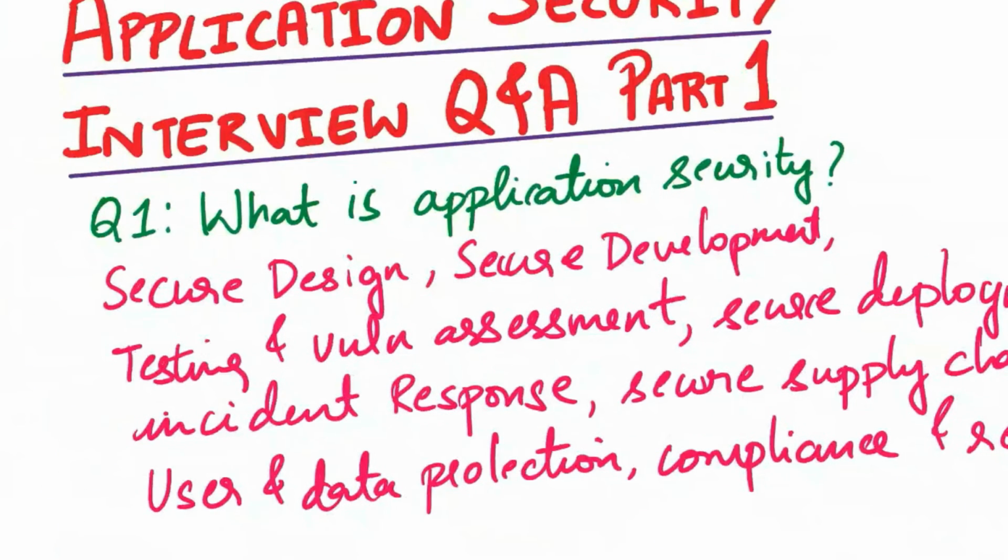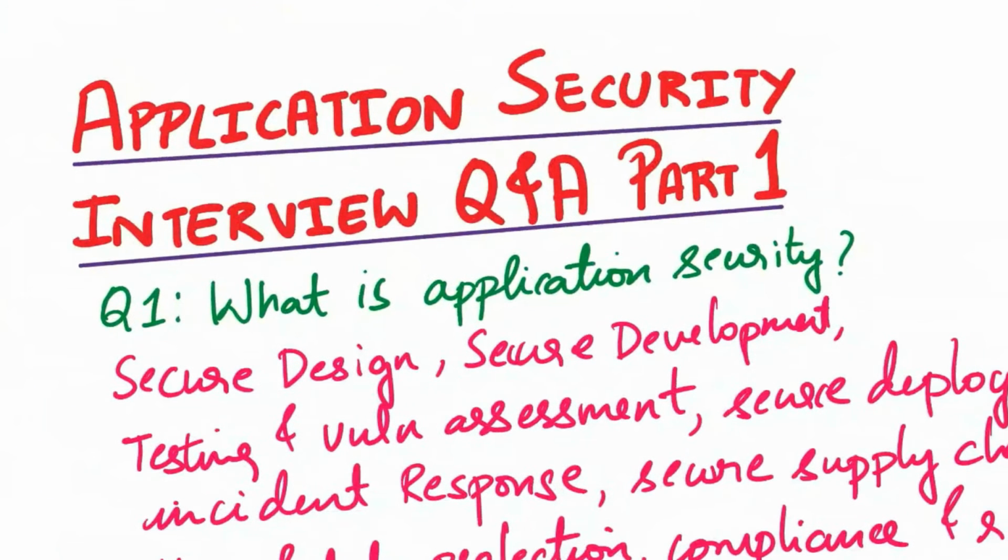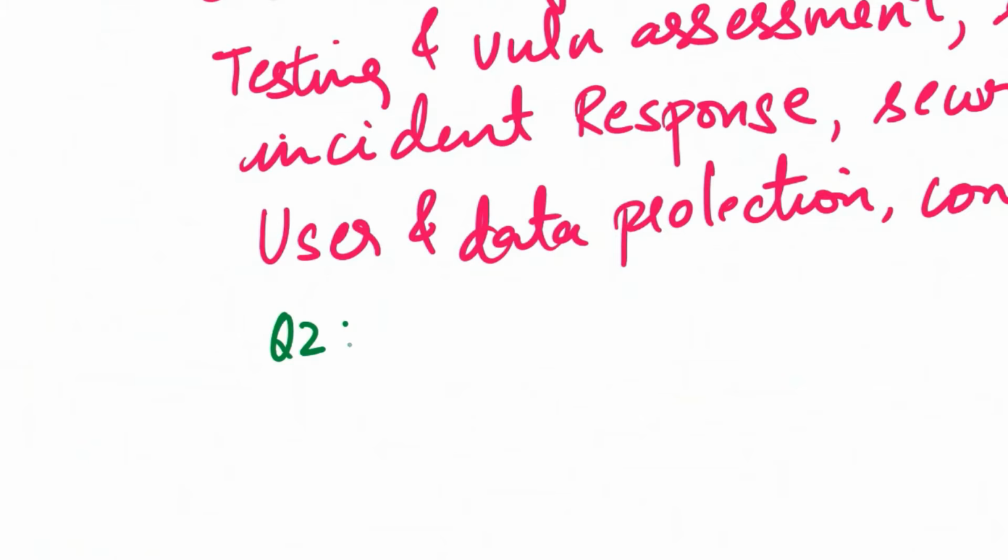So, application security is required because applications are a common target for cyber attacks, and vulnerabilities can lead to data breaches, financial losses, reputational damage, and legal consequences. By proactively addressing security concerns throughout the development process, application security helps mitigate these risks and ensures that applications are more resilient to evolving threats. Let's go to the next question.